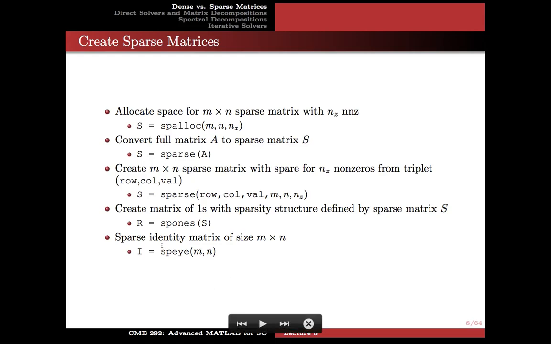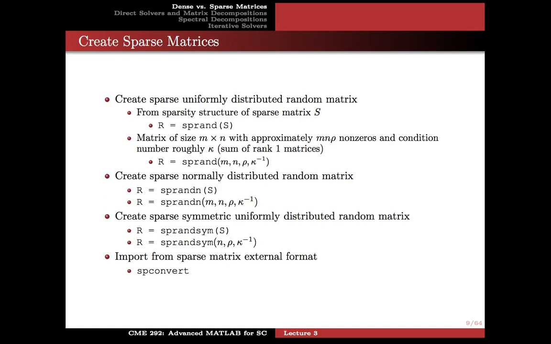You can also create the sparse identity using speye of m, n. You would always want to use this command rather than eye. In general, if you can avoid forming the identity, that would be even better than using speye. We know that when we multiply anything by the identity, we get that matrix back itself. So if you can work through the linear algebra computations without explicitly forming the identity in memory, that would be advantageous.